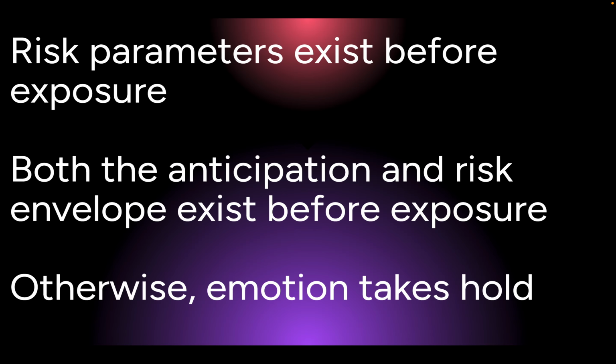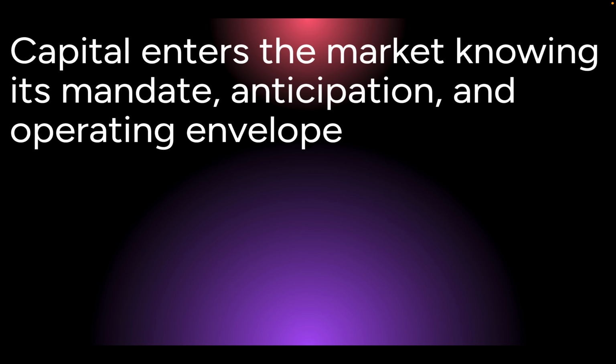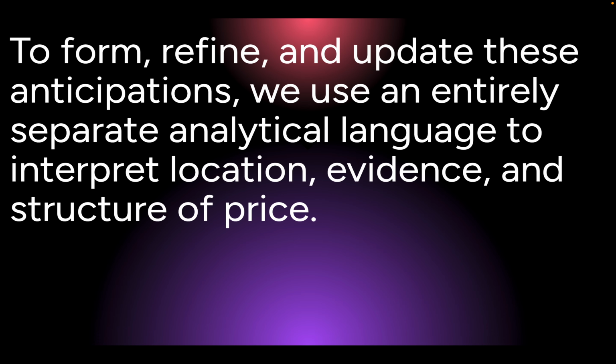A key point here is that risk parameters exist before exposure. Both the anticipation and risk envelope exist before exposure. Otherwise, emotion takes hold. Capital enters the market knowing its mandate, anticipation, and operating envelope. To reform, refine, and update these anticipations, we use an entirely separate analytical language to interpret location, evidence, and structure of price. This is essentially later down the line.